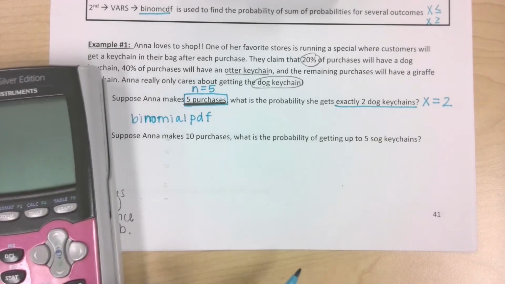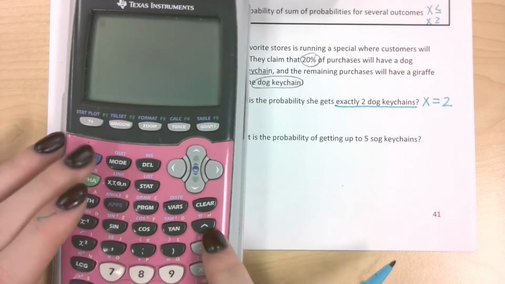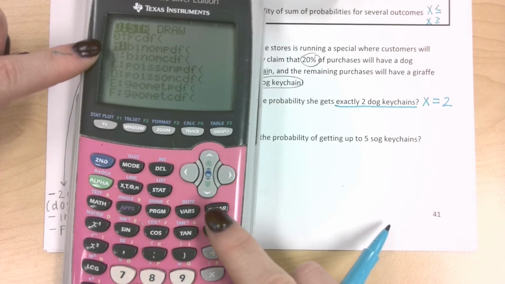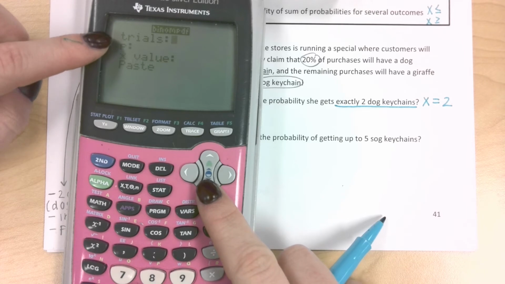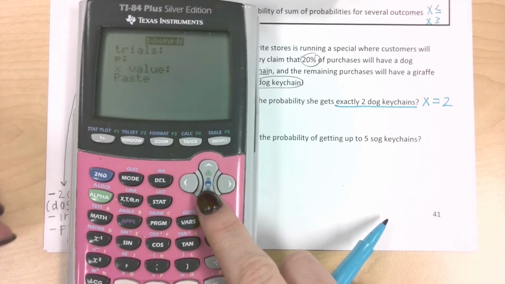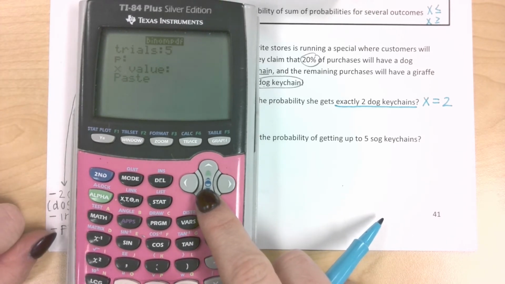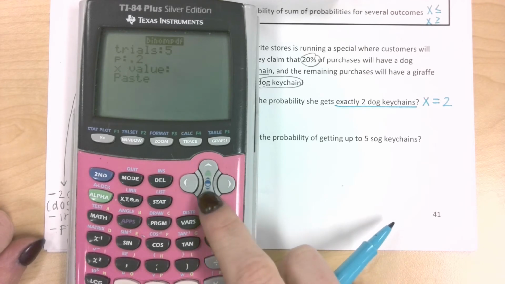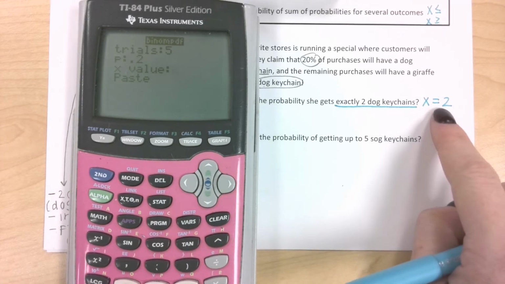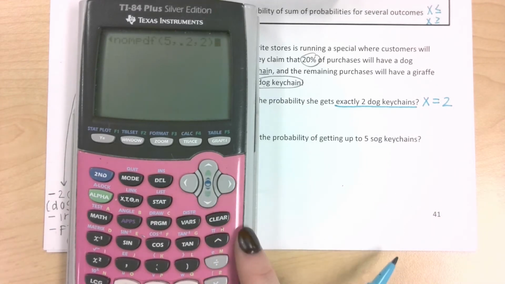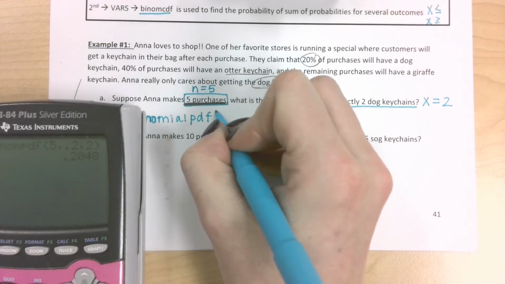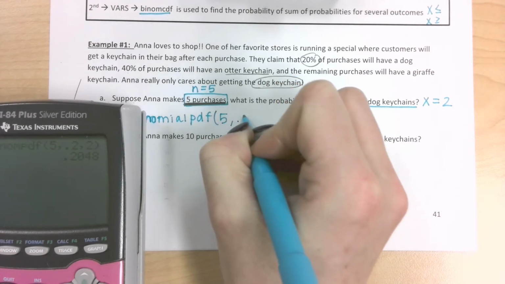in your calculator. We're going to find this in the same spot, so second bars, binomial PDF is up a little bit here. It's asking you for one extra thing this time. So trials is first. Those are the 5 purchases that Anna's making. P is still the probability of her getting that success, so that's my 0.2, the 20%. And the x value I'm looking for is 2.